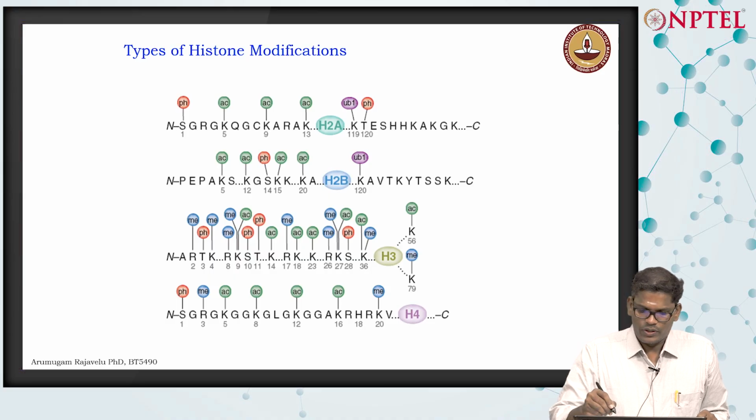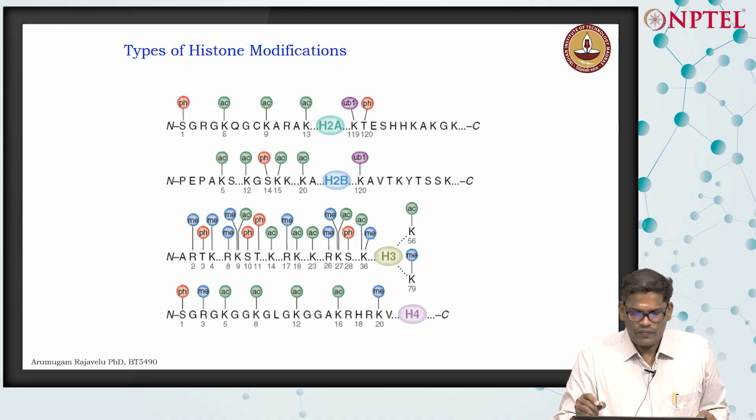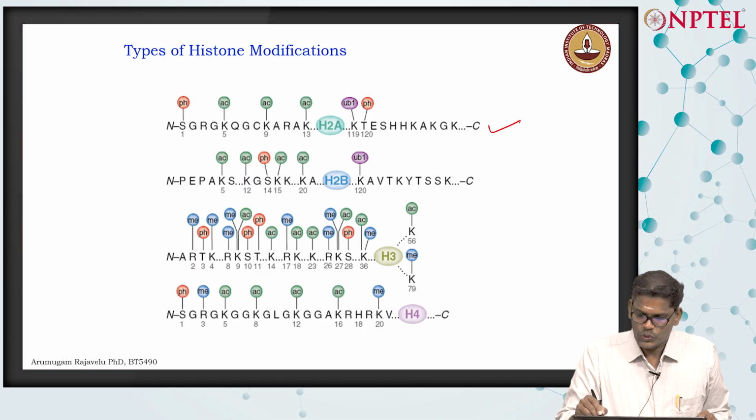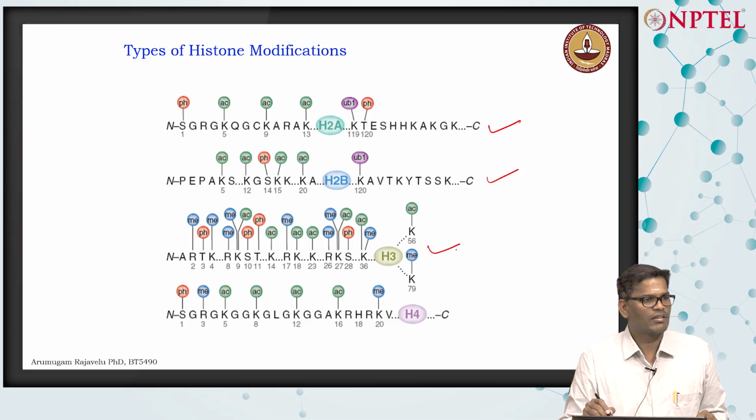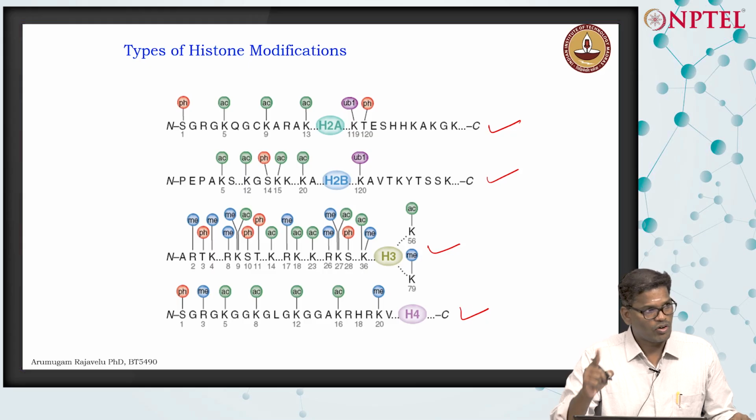Right. So you see there are many positions that get modified. It can be in H2A or H2B. The most abundant modifications are on H3, where a lot of residues get modified, and on H4 as well. So what are the key modifications happening on these histone tail proteins? Core we will talk about later, after completion of the tail. Okay.